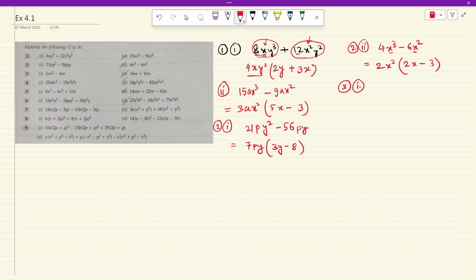And third question, 2 pi r square minus 4 pi r. So we will take 2 pi r as common. From here only 1 r remains, 2 pi goes off, and from here only 2 remains. From here we will take common as 2, so it will be 9m plus 18.